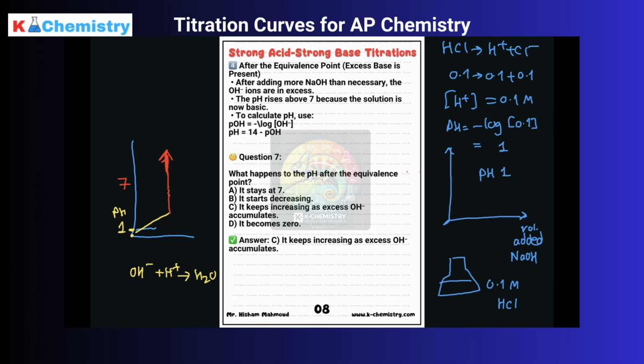To calculate the pH at this point, you have to find the concentration of OH minus. So the pOH is equal to negative log of OH minus concentration, and then pH is equal to 14 minus pOH. That's a very easy way to find it. Again, if you want to find the pH after the equivalence point, find the concentration of OH minus, find the pOH by taking the negative log of OH minus, and then pH is equal to 14 minus pOH. What happens to the pH after the equivalence point? It increases. It keeps increasing as OH minus accumulates.